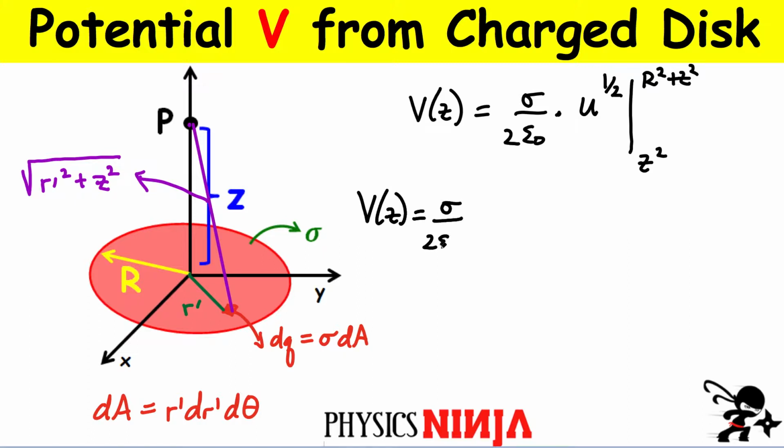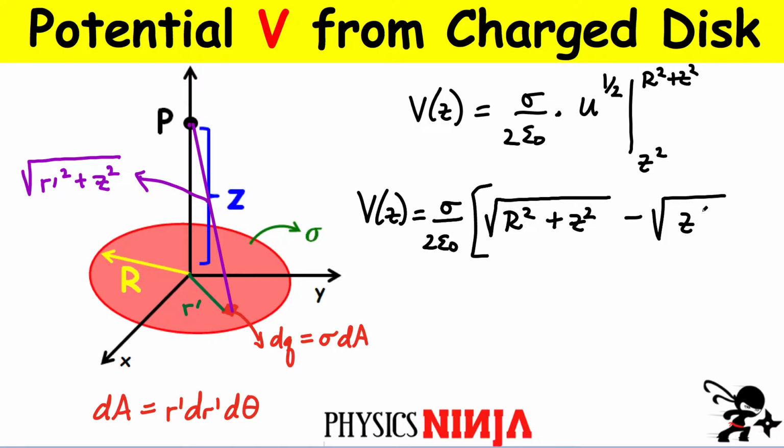Sigma over 2 epsilon 0 remains the same. Now again, if you substitute r squared plus z squared into here, I'm going to write it in a slightly different form over here. Let's write that 1/2 as a square root. And here I'm left with r squared plus z squared. So it depends on how far away you are, right? That makes sense. And also on the dimensions of the disk. That also makes sense. And don't forget to substitute this lower limit here because we did a change of variable over here. Okay, so we have something like this.